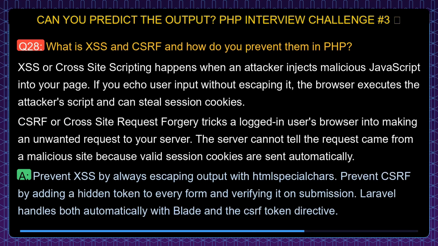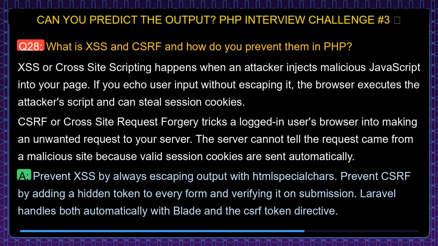Q28. What is XSS and CSRF and how do you prevent them in PHP? XSS, or cross-site scripting, happens when an attacker injects malicious JavaScript into your page. If you echo user input without escaping it, the browser executes the attacker's script and can steal session cookies. CSRF, or cross-site request forgery, tricks a logged-in user's browser into making an unwanted request to your server. The server cannot tell the request came from a malicious site because valid session cookies are sent automatically.